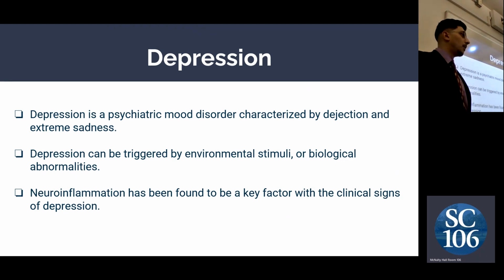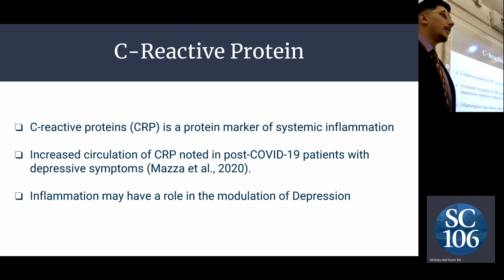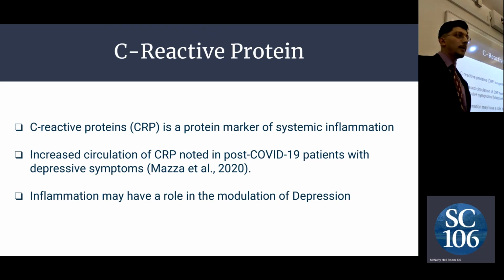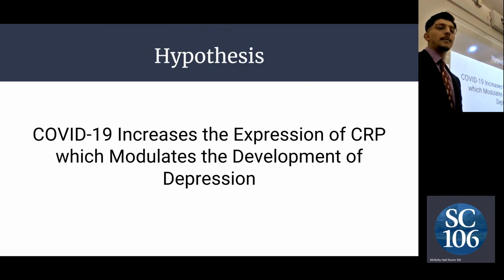So how do we screen for inflammation? Well, there's a protein marker called C-reactive protein. It can help indicate systemic inflammation within the body. And usually in emergency rooms and hospitals, they have a complete blood count test, which can screen for C-reactive proteins. And this can hint abnormalities within the body. And multiple studies have shown the increased circulation of CRP noted in post-COVID-19 patients with depressive symptoms. This may hint the role of inflammation in development of depression. With these premises, we hypothesize that COVID-19 increases the expression of CRP, which modulates the development of depression.